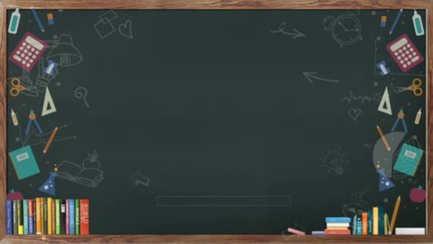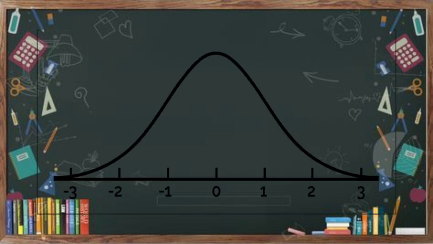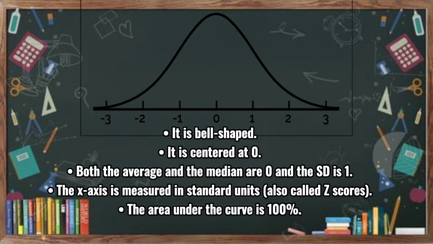First, I will show you the normal curve. It is bell shaped and centered at 0. Both the average and the median are 0 and the standard deviation is 1. The x-axis is measured in standard units, also called z-scores. The area under the curve is 100%.